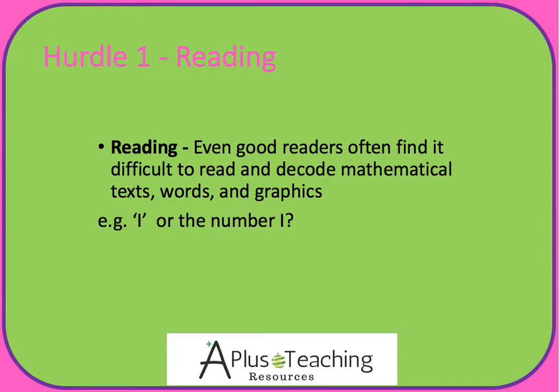So the first one everybody totally understands is reading the question. Even good readers often find it difficult to read and decode a mathematical text. And we've found this recently when we've been working with our students on problem solving. They find it really difficult to contextualize maths and reading in a maths context. So what I mean by this is one of the problems that we were looking at recently had the word I in it, or that's what the students thought. It said something like one book is $6, one bookmark is $5. But the students didn't read it as one book. They read it as I book. So that totally threw them and they just didn't understand and they shut down straight away.